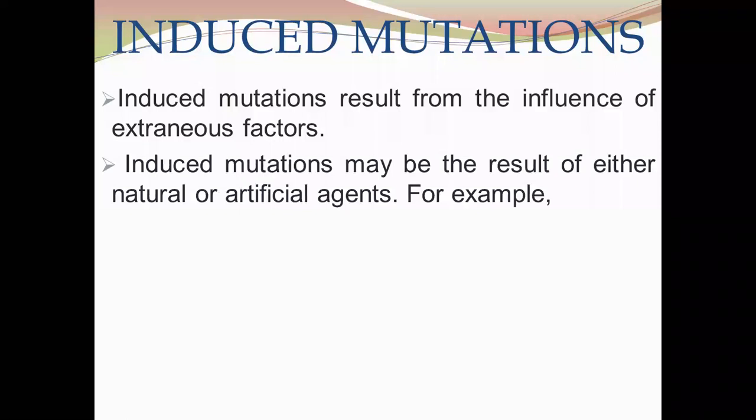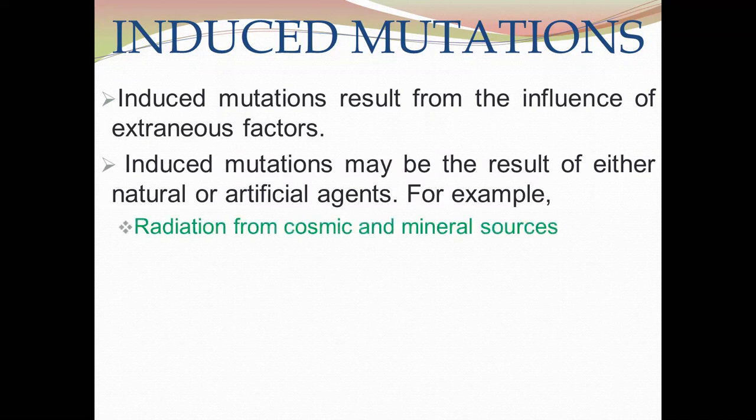These external factors may be natural or artificial agents. One of these factors is the radiation from cosmic and mineral sources. The radiation coming from cosmic or mineral sources is one cause of induced mutations. It can cause mutations in the genetic material. The second one is the ultraviolet radiation coming from the sun.